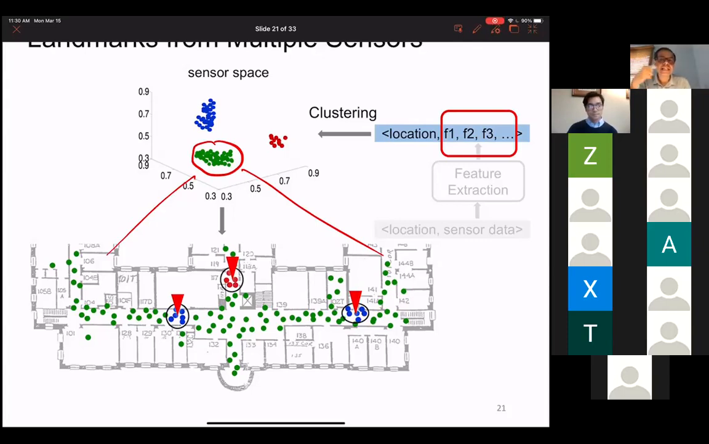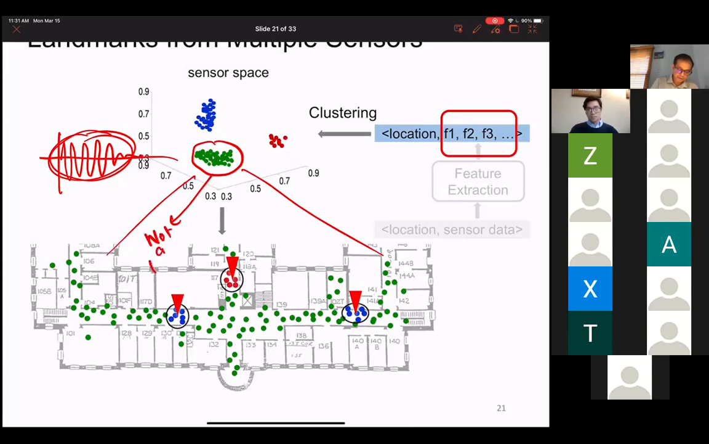What pattern in the data happens everywhere? Maybe like step counts or something. Exactly, it's the walking pattern. Right? The sensor space, when you cluster, that kind of pattern also becomes a cluster, because that's a pattern, right? That goes everywhere. So, you know, this is not a landmark.